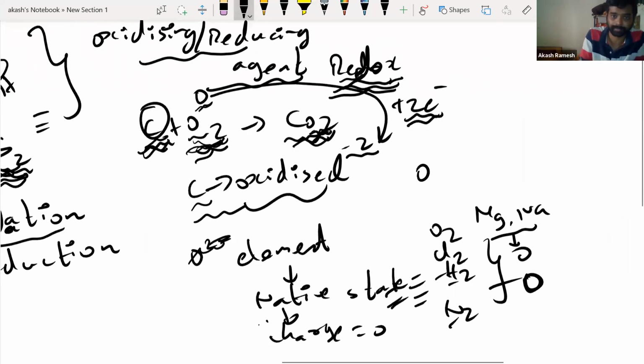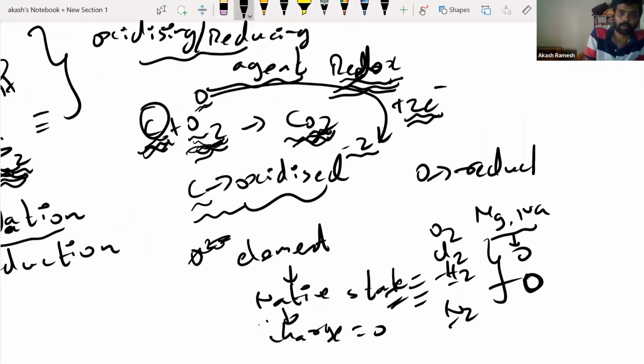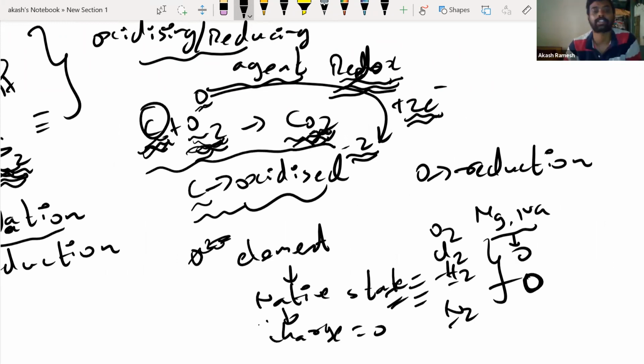So in this case, oxygen is the one undergoing reduction because it is accepting 2 electrons to form O2 minus. Even though this reaction looks like an oxidation reaction, it is not just oxidation; both oxidation as well as reduction happen. Carbon is getting oxidized because to carbon I add oxygen, and oxygen is undergoing reduction because it is accepting 2 electrons to form O2 minus.